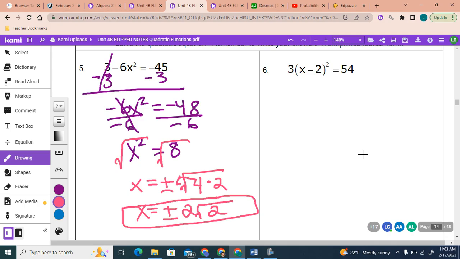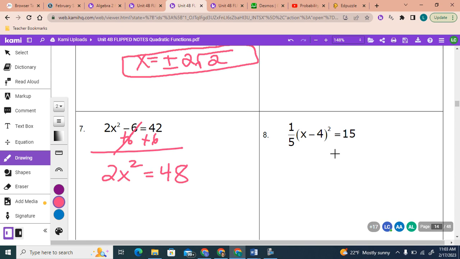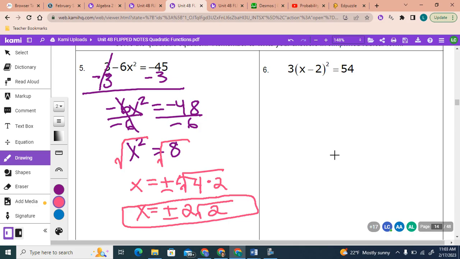Questions? All right. Number 7. How do I start number 7? Add 6 on both sides. Undo subtraction and addition always first. We have 2x squared equals 48. I'm going to have you guys finish that one. Okay? And I want you to meet me on 6.